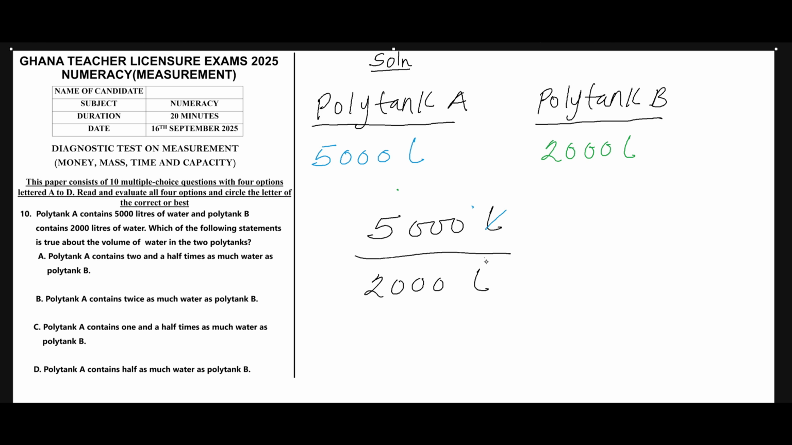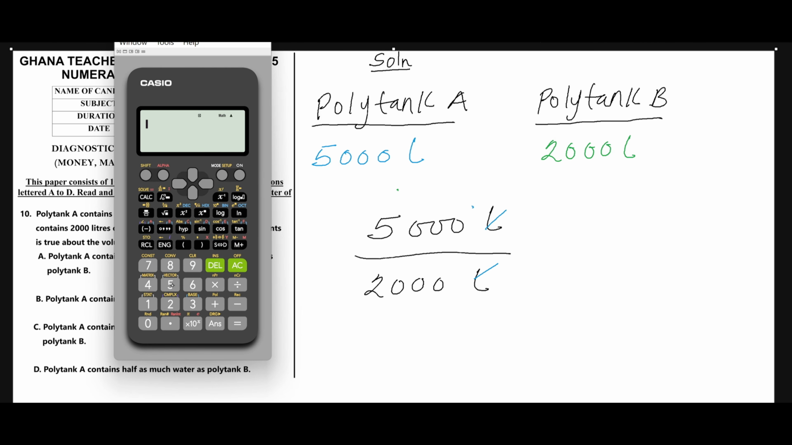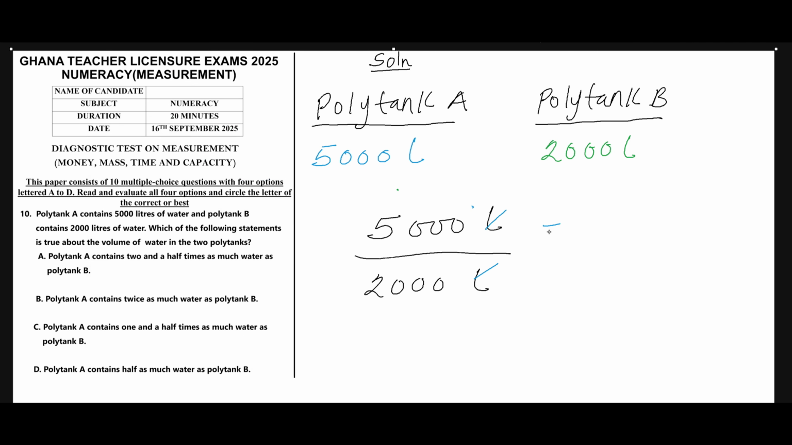So the liters will cancel out. Let's find out from the calculator. 5,000 divided by 2,000. So we have 5 on 2. But I want the decimal form. So let's press the SD. So we have 2.5.